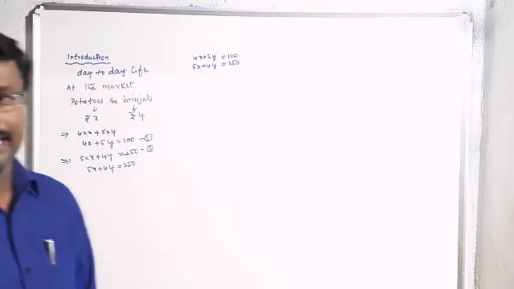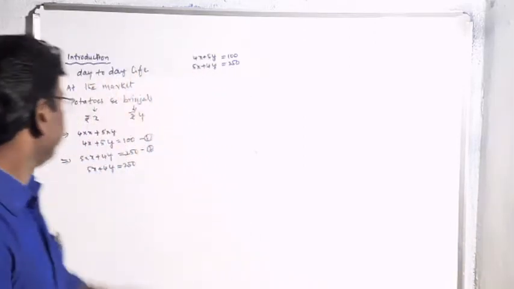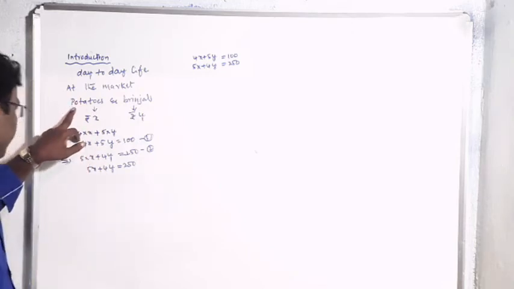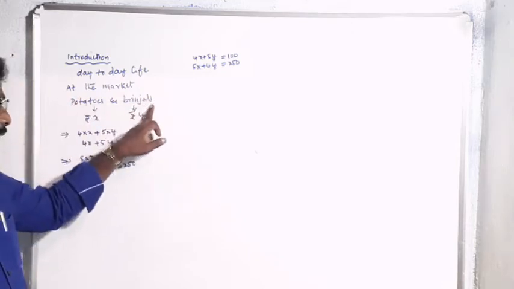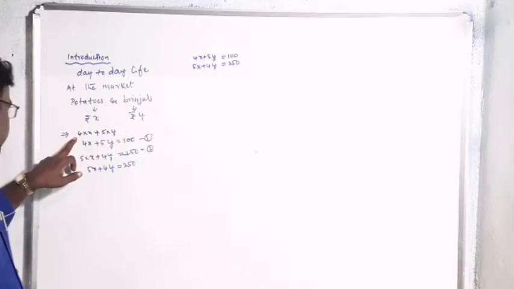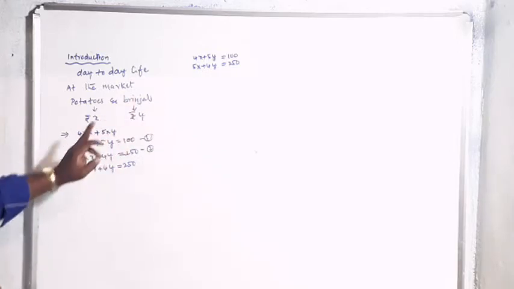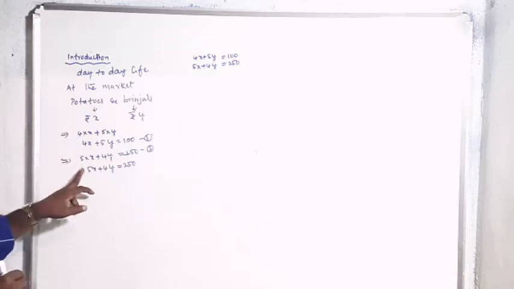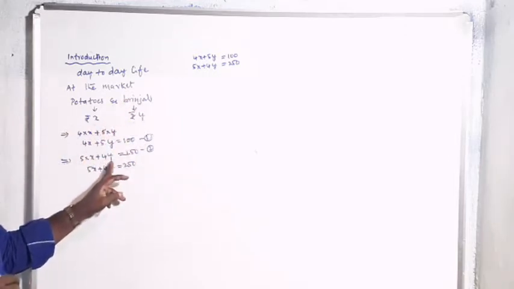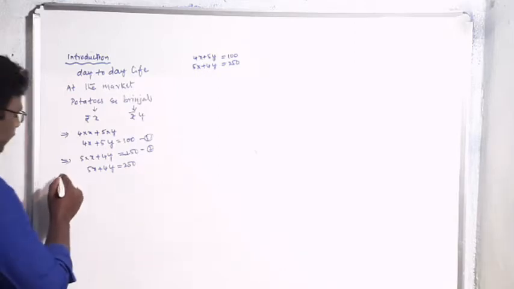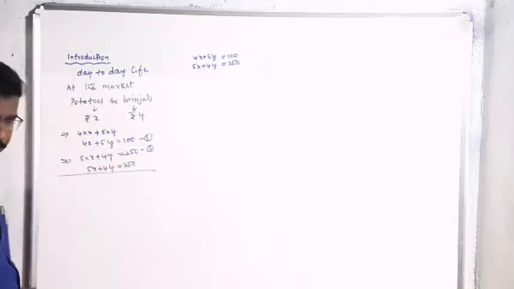You are seeing here two equations. At the market, we bought potatoes and brinjals. 4 kg potatoes, 5 kg brinjals on the first day. Second day, 5 kg potatoes and 4 kg brinjals. Total you paid 250 rupees. This is the first situation, day to day life.